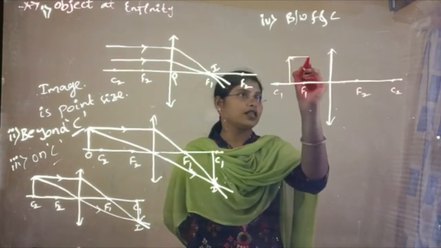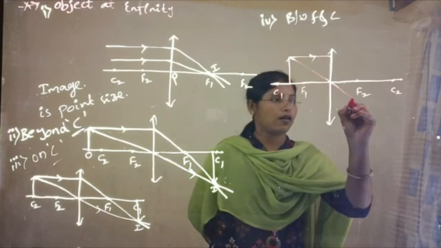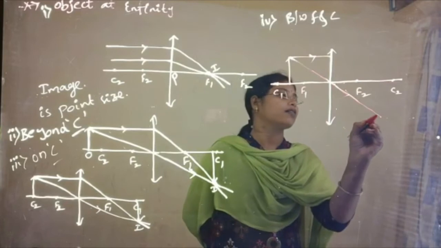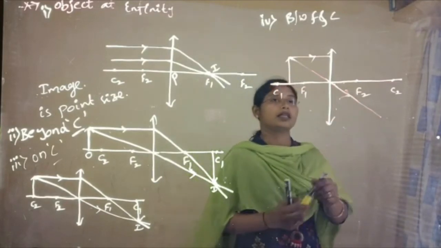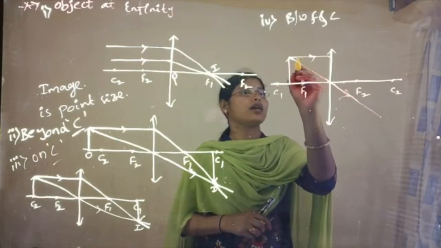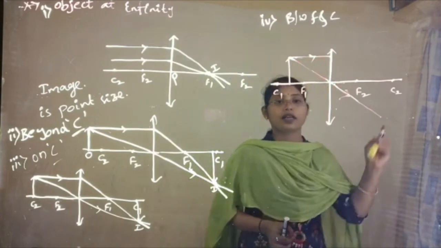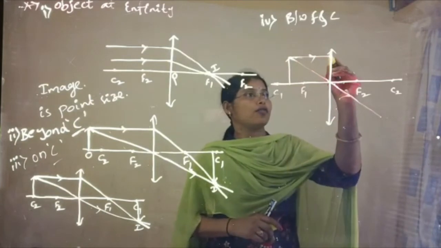This is sending parallel rays, and one passes through the optic center, so it does not deviate. And next, the parallel ray after refraction passes through the focus.